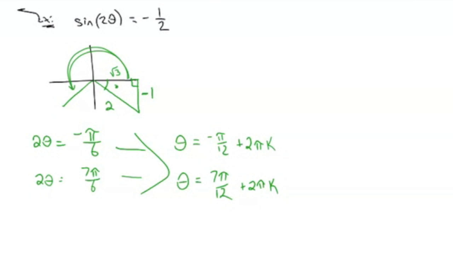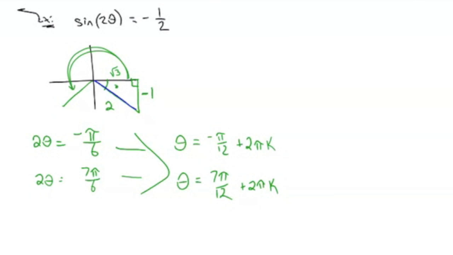Why did you put those? 7 pi over... Why did I put these? No, the last one. This one? Yeah, I mean, what made you do it? Because, hold on a second. I'm going to be patient.